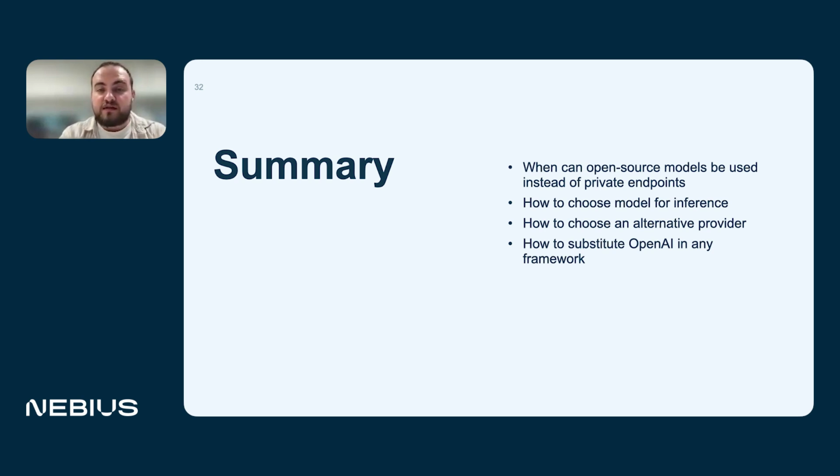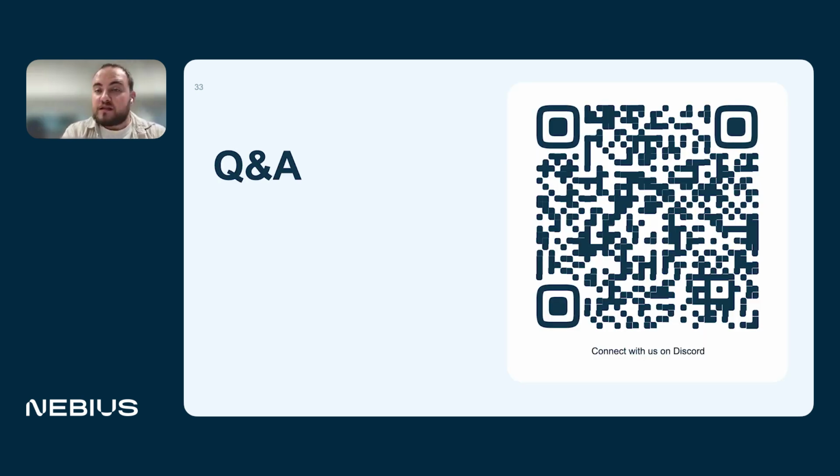What we discussed today: we discussed when an open source model can be used instead of private endpoints, and how to choose a model for inference. We discussed price issues, speed, how you should measure all of that, and how to understand which benchmark suits you best. Also, we talked a bit about alternative providers, so all of what we were discussing also applied to them. And we checked how to substitute OpenAI or any other private provider in any framework. So that's all for the webinar itself for today, and I'm ready to go to the Q&A session.